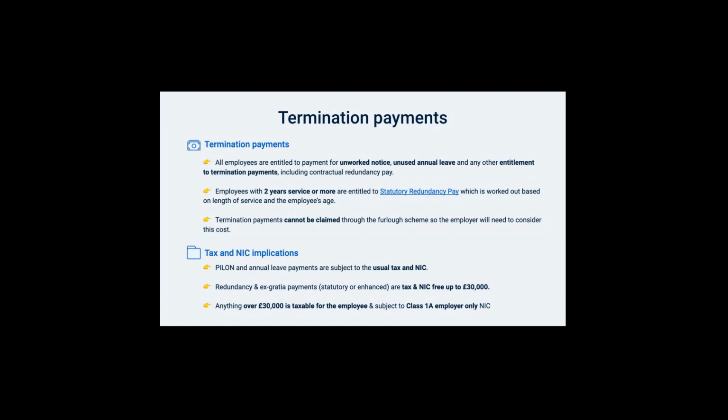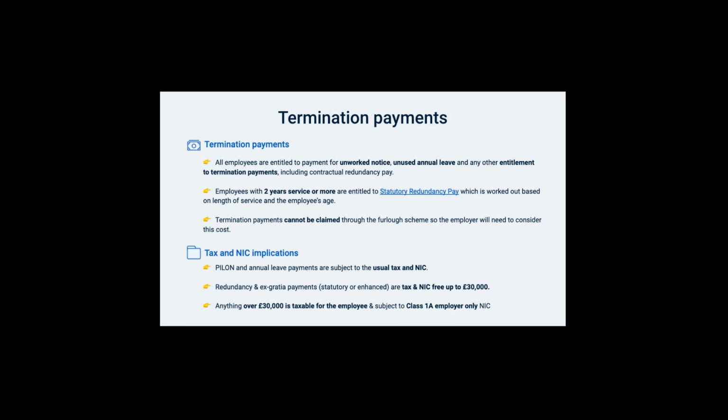Just while I'm on the topic, unused annual leave doesn't have the same rules as pay in lieu of notice. Any untaken holiday that the employee is to be paid should always be paid at 100% of the employee's usual pay. Employees who have 2 years' service or more will be entitled to statutory redundancy pay, and this is worked out based on the employee's length of service and the employee's age at each full complete year of service. Termination payments cannot be claimed through the furlough scheme and the coronavirus job retention scheme, so the employer will need to consider and factor in the cost of this when planning any redundancies.